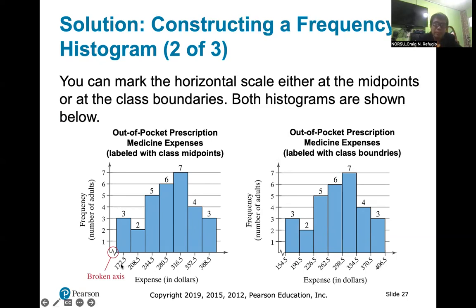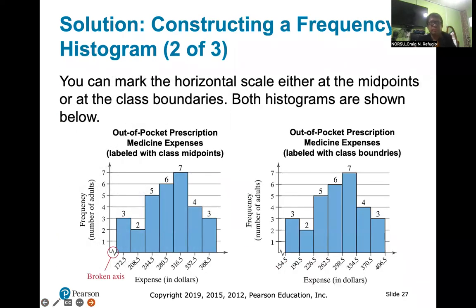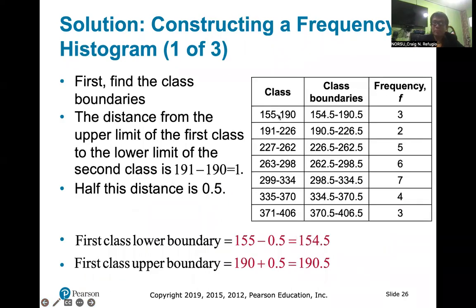And this one is actually the midpoint. How to get the midpoint? You are going to add 154.5 plus 190.5, then divided by 2. Or it can also be 155 plus 190 divided by 2. So you can add these two divided by 2 and that will give you the midpoint, or 154.5 plus 190.5 divided by 2 will give you the midpoint also.